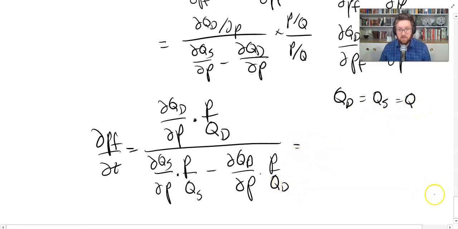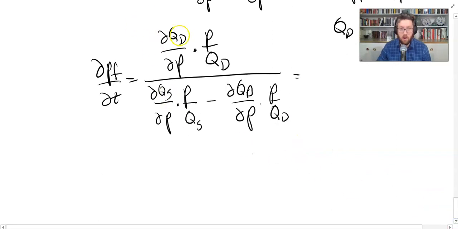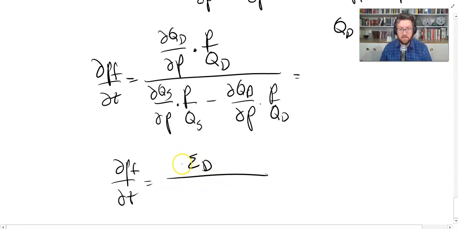And the reason this is useful to write is because these are all elasticities. The change in price a firm receives when you change the tax is equal to the elasticity of demand. This is, if we're going to define the elasticity to be always positive, then this is negative, divided by the elasticity of supply, which is positive, plus the elasticity of demand.